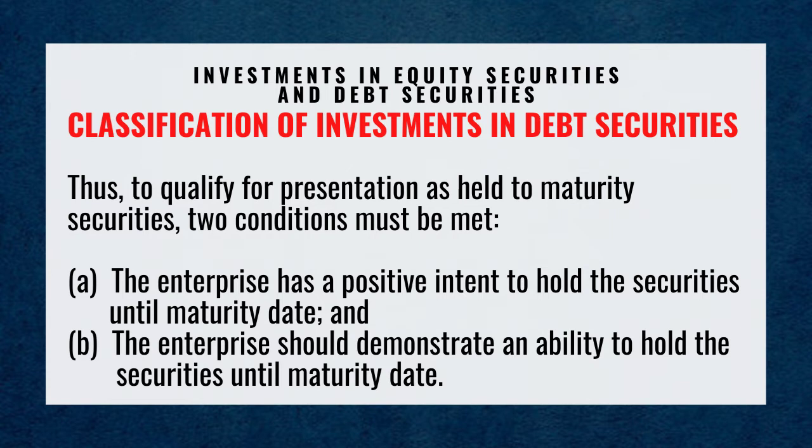Thus, to qualify for presentation as held to maturity securities, two conditions must be met. Letter A, the enterprise has a positive intention to hold the securities until maturity date. And letter B, the enterprise should demonstrate an ability to hold the securities until maturity date.